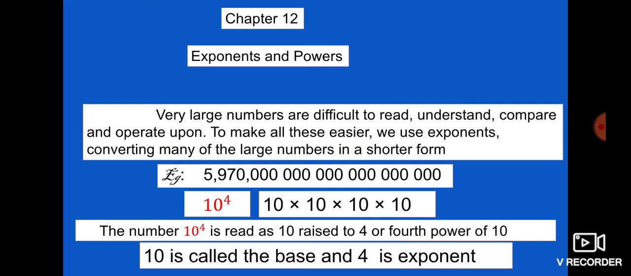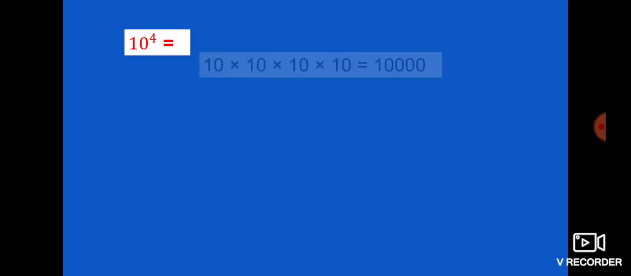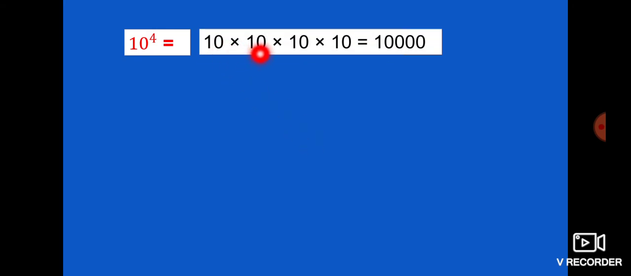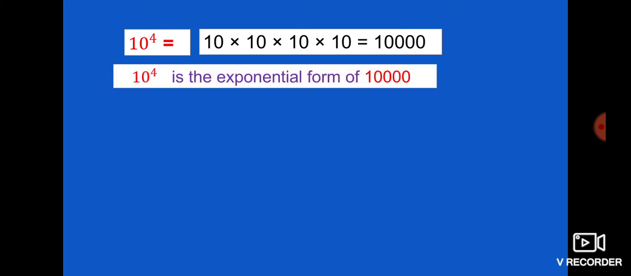In 10 raised to 4, 10 is called the base and 4 is the exponent. 10 raised to 4 can be written as 10 into 10 into 10 into 10, equal to 10,000. Here you can see the power, that is the exponent, is 4. After 1, there are four 0s and the power is 4. 10 raised to 4 is the exponential form of 10,000.